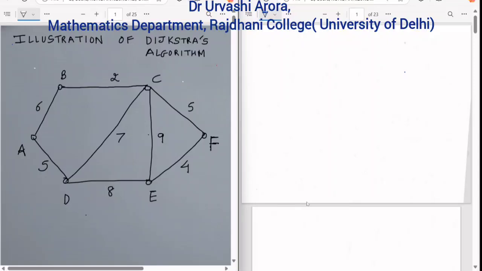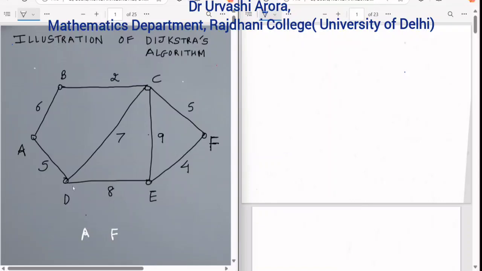Hello students, in this video lecture, I'm going to quickly explain how Dijkstra's algorithm has to be applied to find the shortest path and shortest distance between two vertices. On the left of the screen, you can see a graph in which there are vertices A, B, C, D, E, F. And what we have to do is find the shortest path and the shortest distance between vertices A and F.